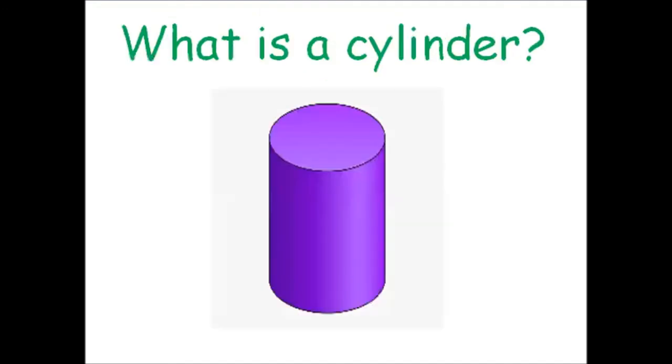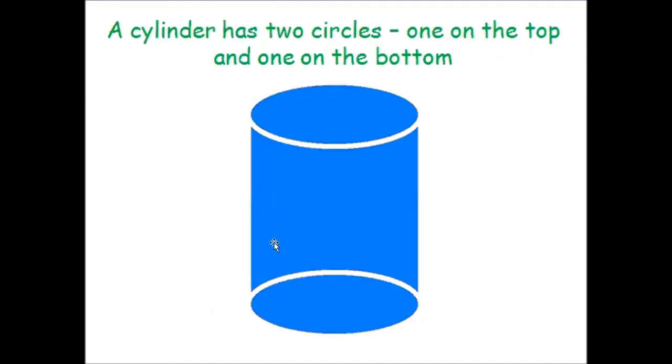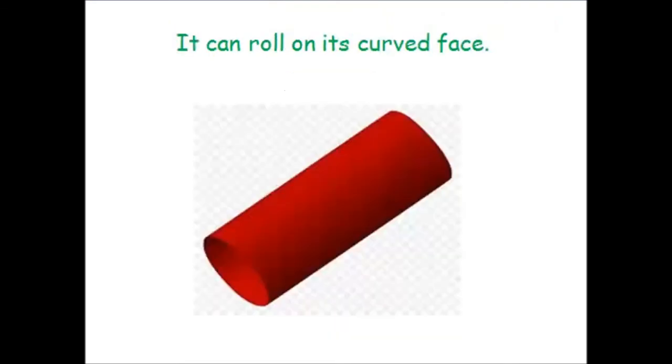And the most important thing to remember about a cylinder: 1 circle on the top, 1 circle on the bottom, and this curved face allows it to roll, right?